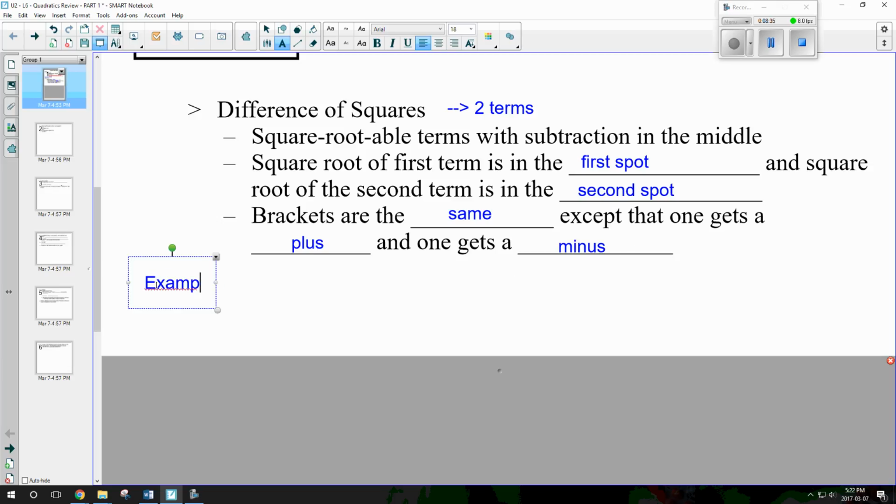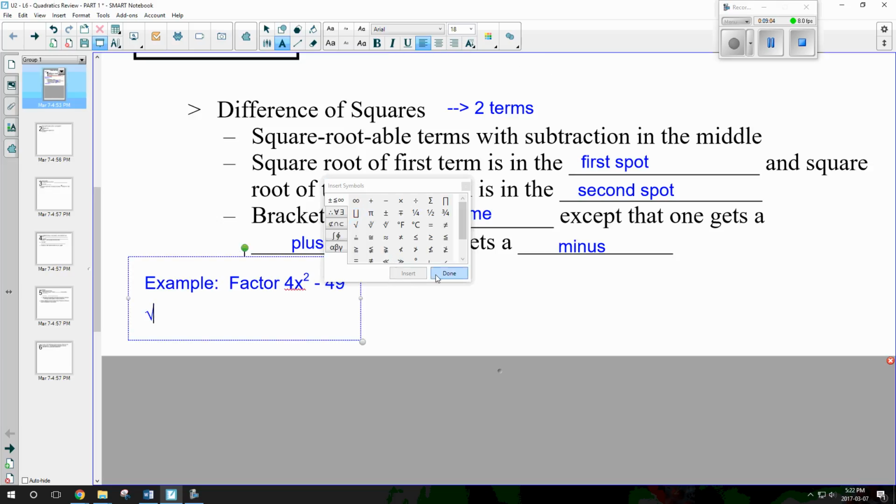Now let's look at an example. Again, it still just says factor. We need to decide when we use this difference of squares. It's just going to tell us to factor. So let's say it asks us to factor this. So again, we look, oh, there's only two terms. So let's check for difference of squares. There is a minus in the middle. Now let's make sure that they're both square rootable terms.